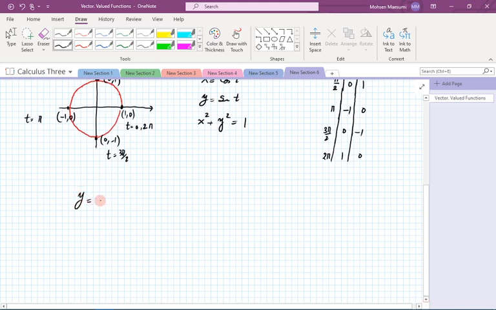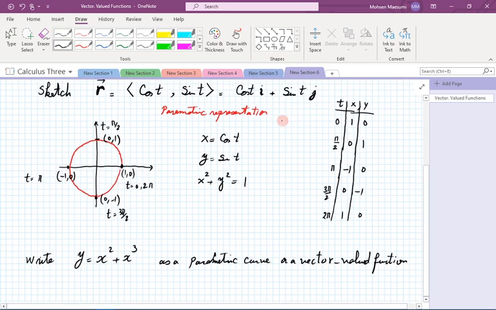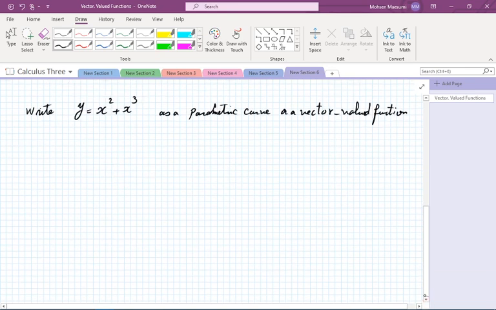Suppose I have some arbitrary function, and what we want to do is to write it as a parametric curve, or as a vector valued function. So one might be searching for a kind of a parametrization that would be very nice and having lots of properties, but that is not necessary all the time.